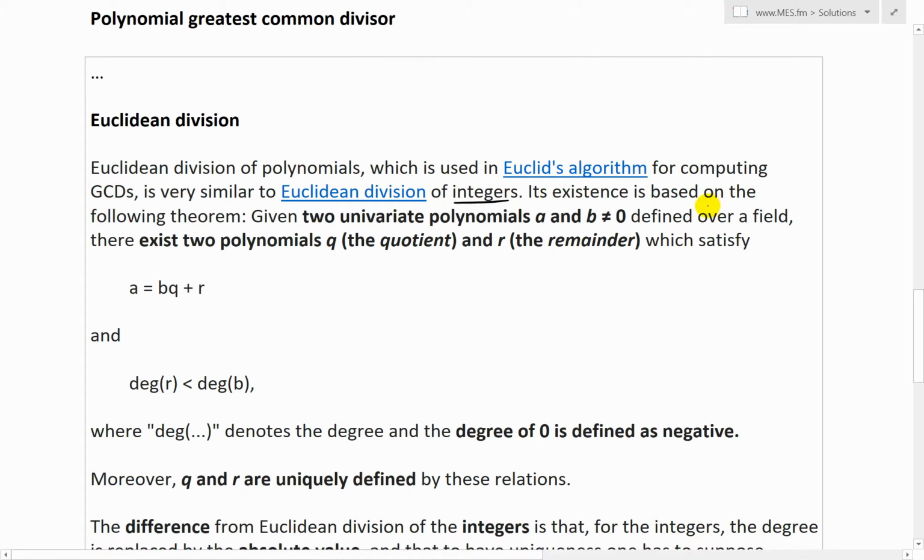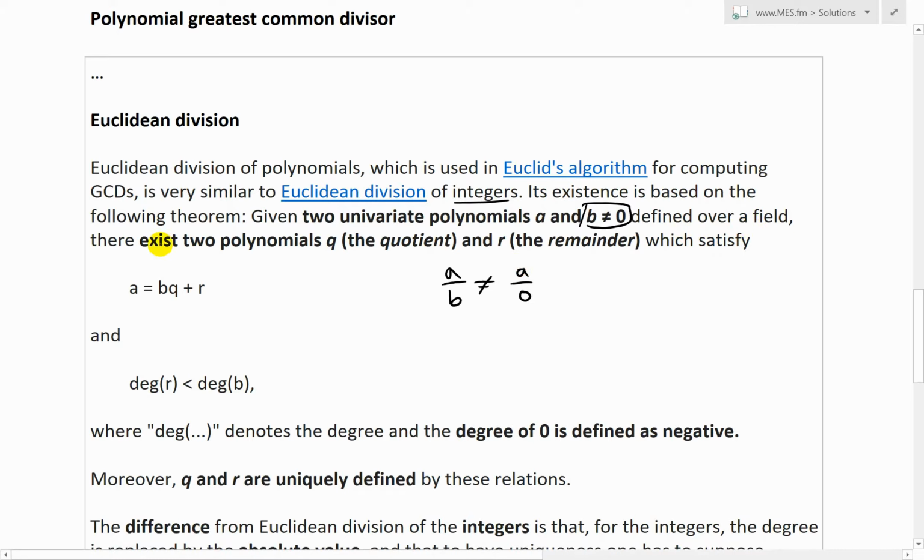Its existence is based on the following theorem: given two univariate polynomials, so polynomials with one variable, a and b, where b is not equal to 0. In other words, we don't have a over 0. We can't divide by 0 like that, because it would be undefined, as I explained above. So it's defined over a field.